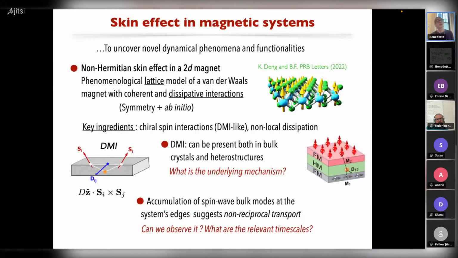So then we looked at several other phenomena, such as exceptional points. But just for the sake of brevity, and because we don't have infinite time, let me focus on a specific one. What we ask ourselves is whether this non-Hermitian skin effect, which I imagine you're familiar with, so this breakdown of the bulk-edge correspondence at the level of just the non-Hermitian Hamiltonian, is present in magnetic systems.